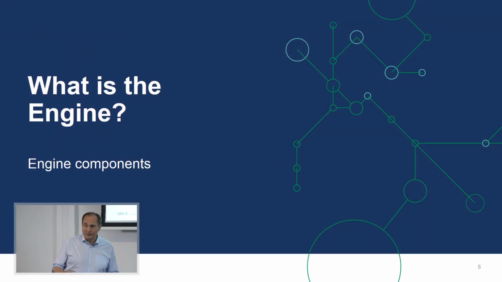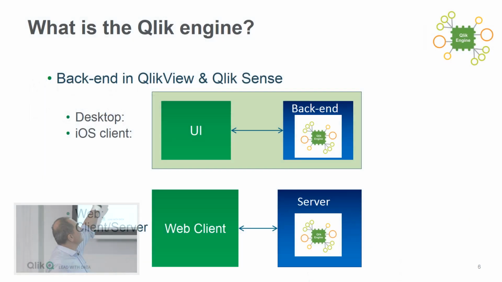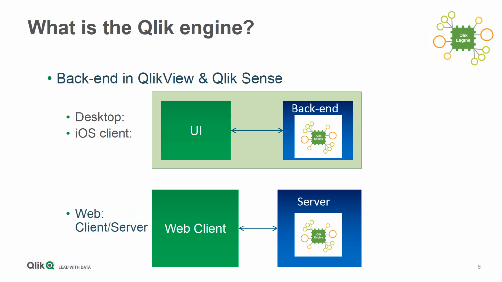So first of all, what is the engine? Very simply, it's the back end of the product. So whether you have a desktop product where everything is packaged into one thing, and with desktop I mean Qlik View desktop or Qlik Sense desktop or the iOS client, they all contain the engine. So inside such a product you have both the UI part and the backend part. Or you work with Qlik Sense or Qlik View on a server client situation. Then you have a web client and you have a server. And in both cases, the Qlik engine is the back end, the blue part here on the screen.